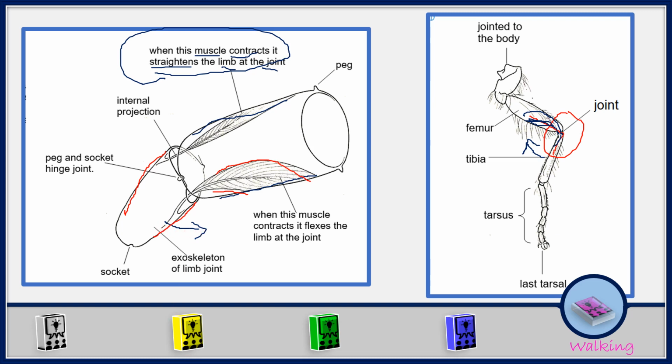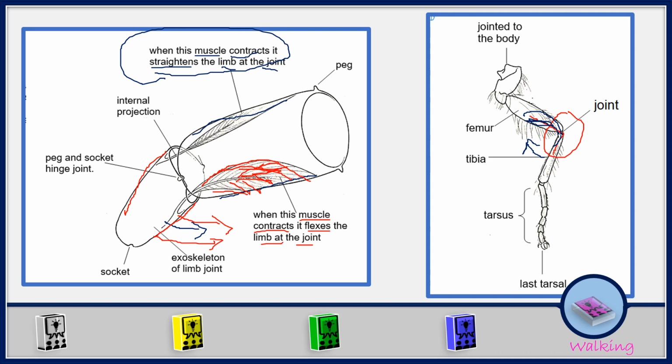So that's why we are saying here, when this muscle contracts, it flexes the limb at the joint. It is going to contract and it's going to pull the tibia to come this side. That's what we are calling flexing, because this muscle here is contracting. And how do we know that it is contracting? By looking at its size. When it becomes thick, it means it is contracting.